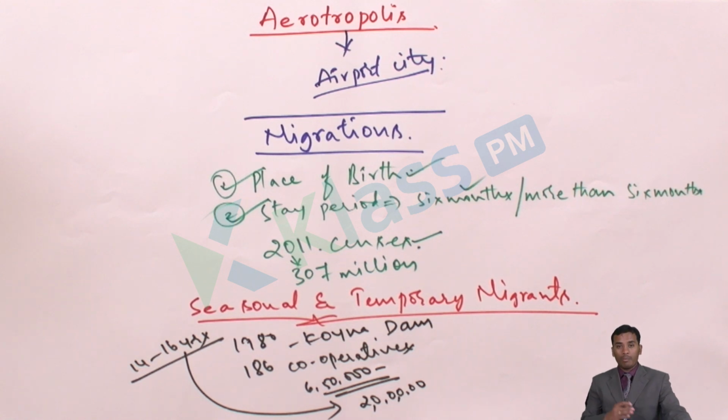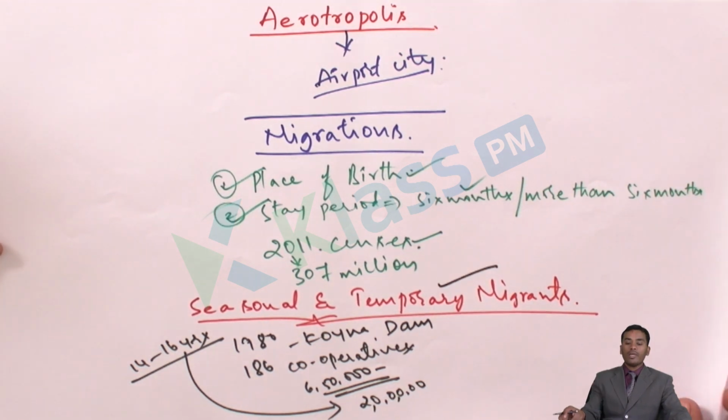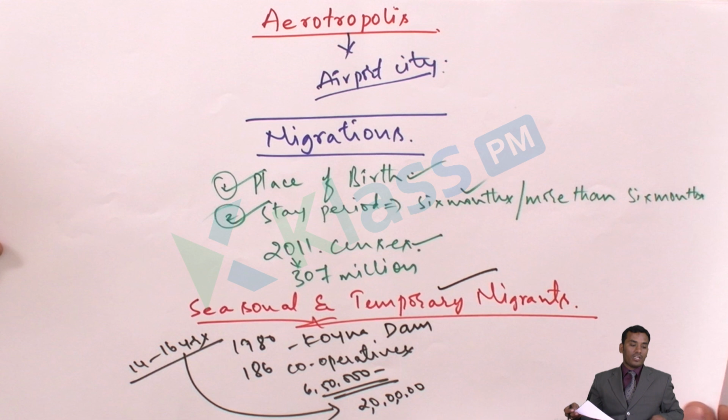During this time, people will be migrating from my village to the nearby villages. There they will be staying for a week or 10 days or 20 days or 1 month. Then they will be earning some money and then they will be coming back. This type of migration we call seasonal and temporary migrants, which we can find not only in one part of our country but throughout the country.